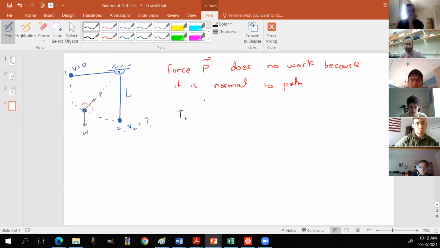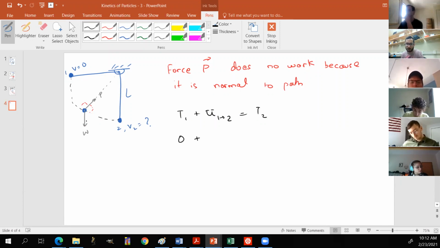the initial kinetic energy plus the work done by the force to move from position 1 to position 2 is going to equal the final kinetic energy, right? So the initial kinetic energy we know is 0 because it starts from rest, right? The distance moved in the direction of the weight W is how much? L. L, right? So this work done by the force W is just going to be WL like that, right?